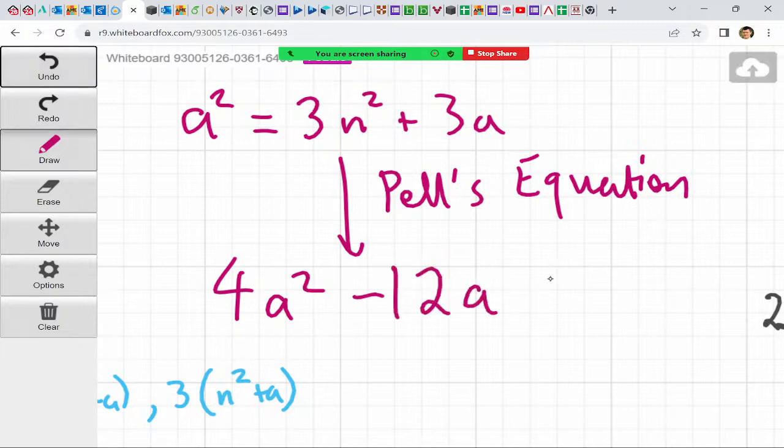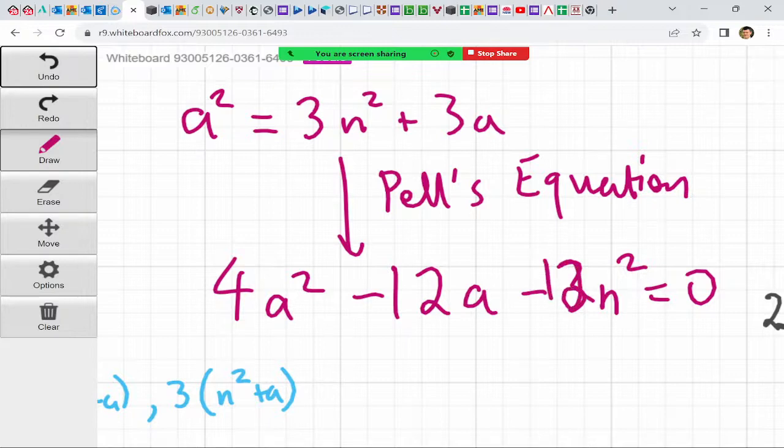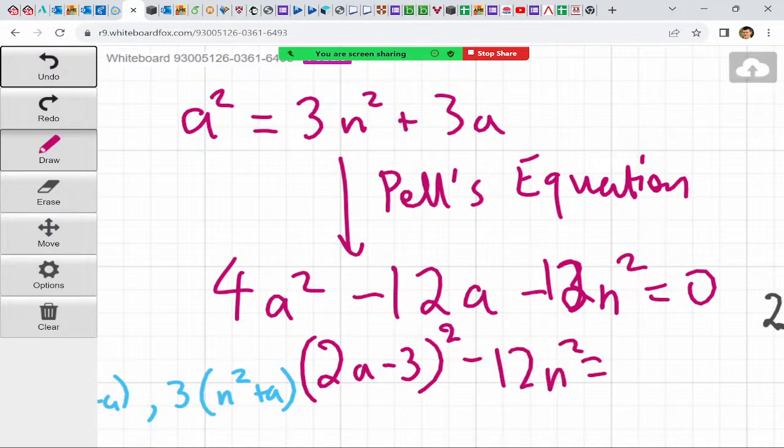Is that what Alex did? I think that's right. Equals 0. And so to complete the square now, it's 2a minus 6. Wait, what? 2a minus 3, right? You didn't multiply the 3n squared. Oh, oops. Yeah, so 2a minus 3 squared minus 12n squared equals what? 9. Okay, so it's 9, which is not Pell's.